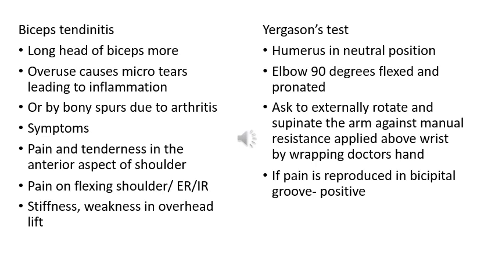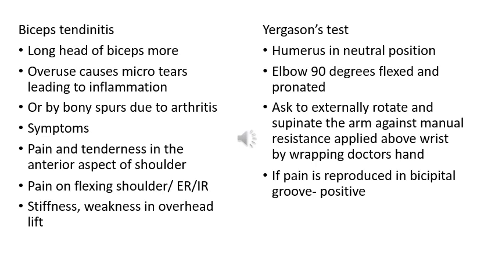Symptoms include pain and tenderness in the anterior aspect of the shoulder, and pain on flexing the shoulder and external rotation. Then stiffness and weakness in overhead lift. If you try to raise your arm overhead, there will be weakness. The clinical test to examine this is Yergason's test. The patient can be seated or in a standing position.